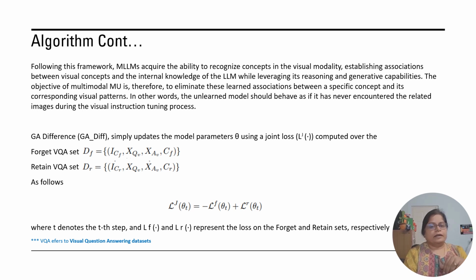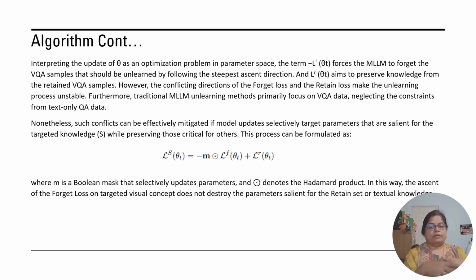So that may create a problem because when we try to optimize this joint loss, since both the losses are in different directions, it may tend to create a problem. That is where something comes in as a mask. What is the mask here?